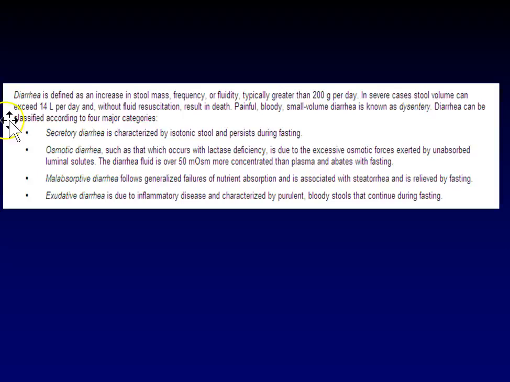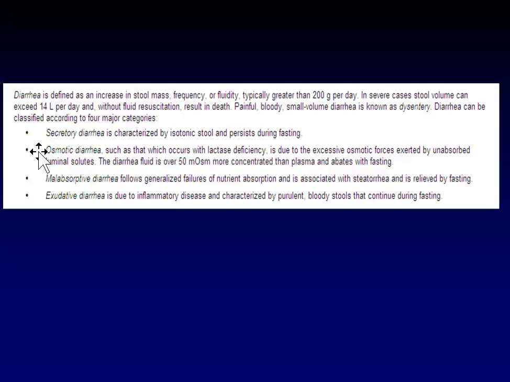For the first case, the diarrhea, this is a definition of diarrhea, which is increased volume and usually liquid stool. Physiologically, there are 4 different types of diarrhea. Secretory diarrhea, this is isotonic stool, persists during fasting.